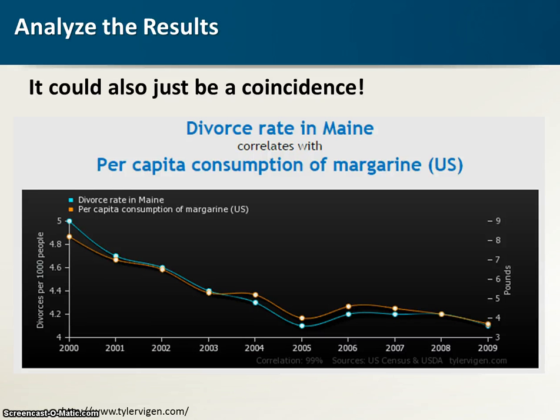So this website, you can see here, tylervigan.com. He's got a whole site where he just thinks it's hilarious to look at things that are statistically related that really have nothing to do with each other. So this is 9 years worth of data. Divorce rate in Maine turns out matches up very well with per capita consumption of margarine. It's possible there's a real relationship, but most likely we're talking complete coincidence here.